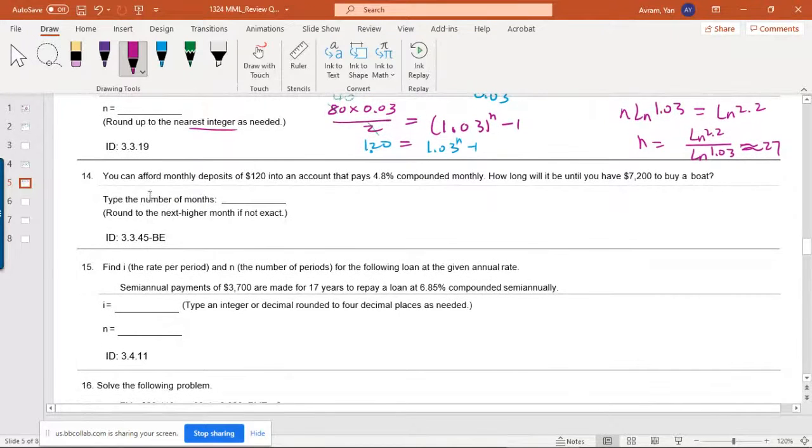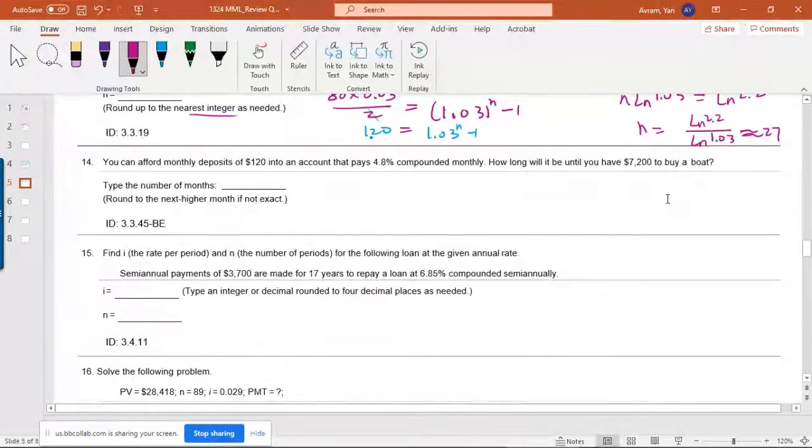All right, number 14 here is if you can afford a monthly deposit of $120 into the account, paying 4.8% compound monthly, how long will it take to have $7,200 to buy a boat? Okay, as I mentioned earlier, since this is a monthly deposit, this is an annuity. Okay, because it's an equal payment. Okay, and then you have a 4.8% compound monthly. You want to find the time t in order to buy this one.